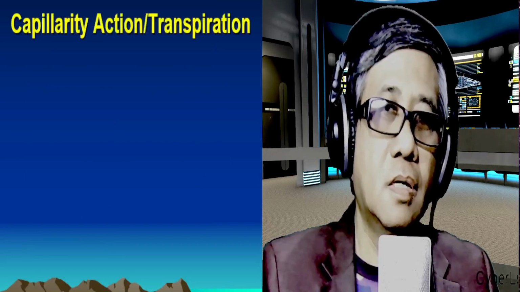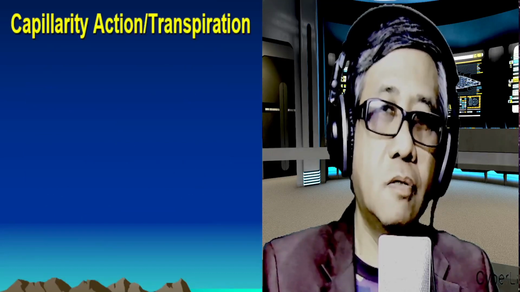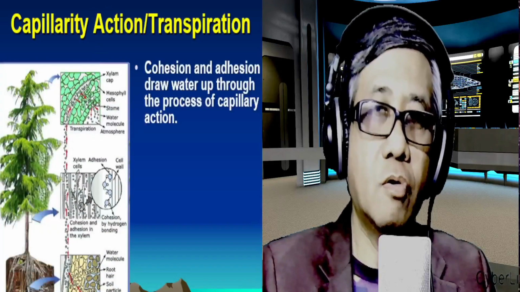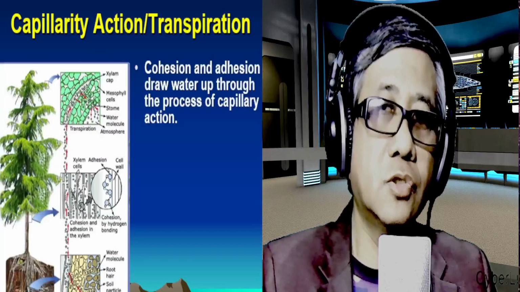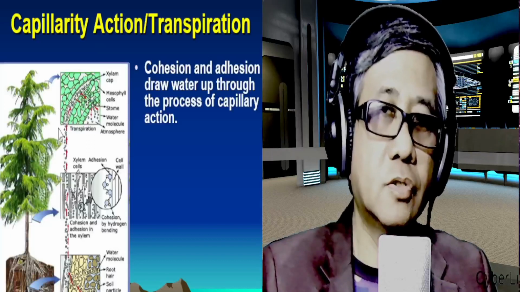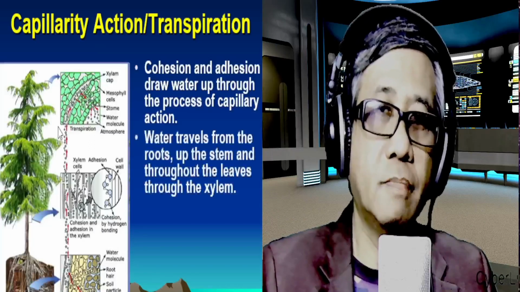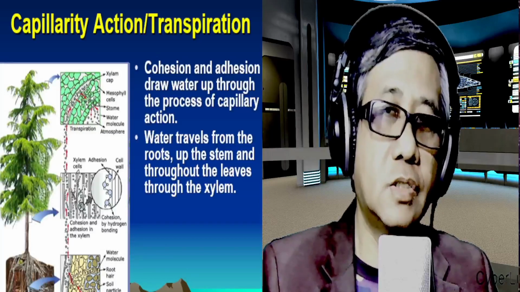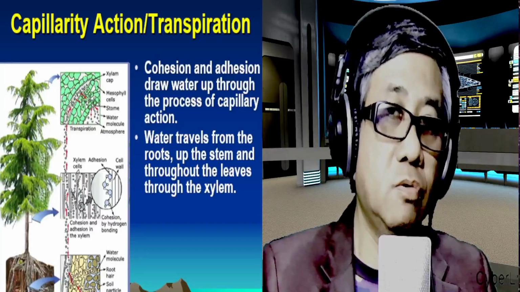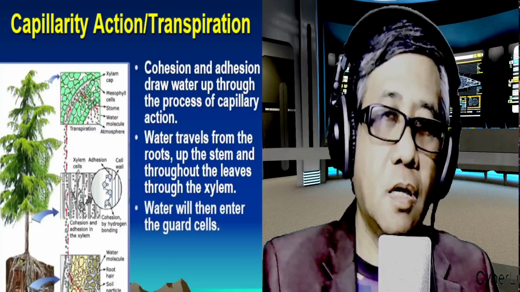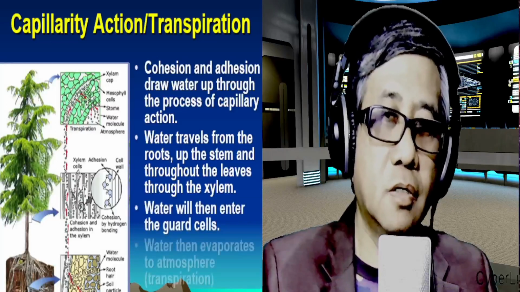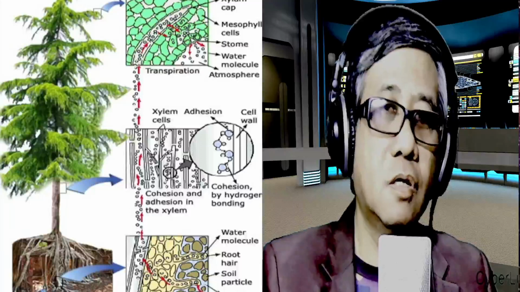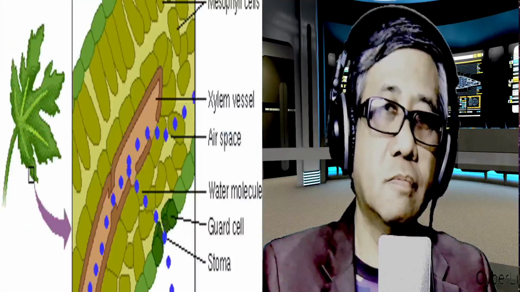Okay, capillary action, transpiration. As we mentioned before, cohesion and adhesion draw water up through the process of capillary action. Water travels from the roots up to the stem and throughout the leaves through the xylem. And water will then enter the guard cells. Water then evaporates to the atmosphere through transpiration.